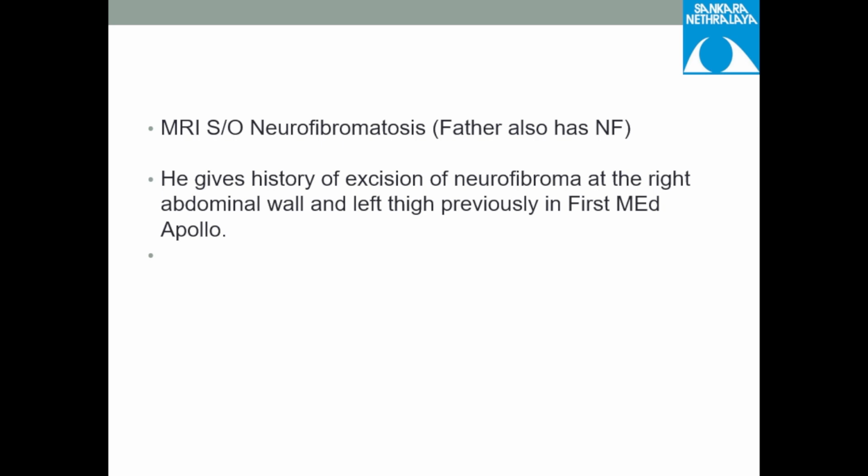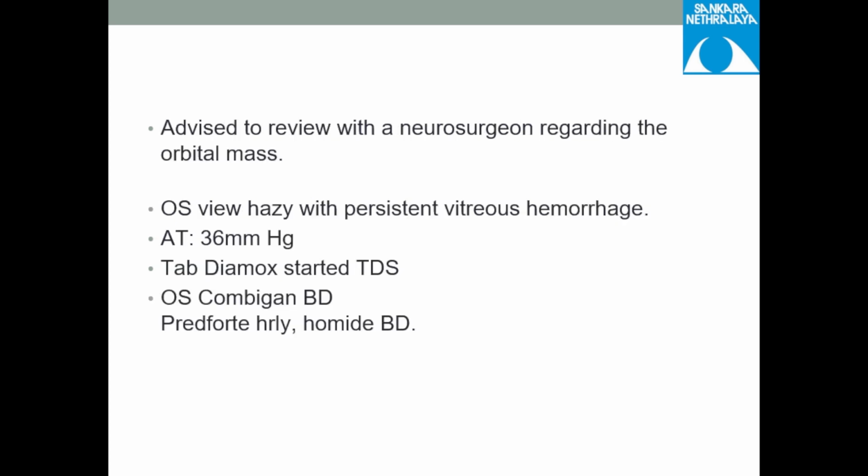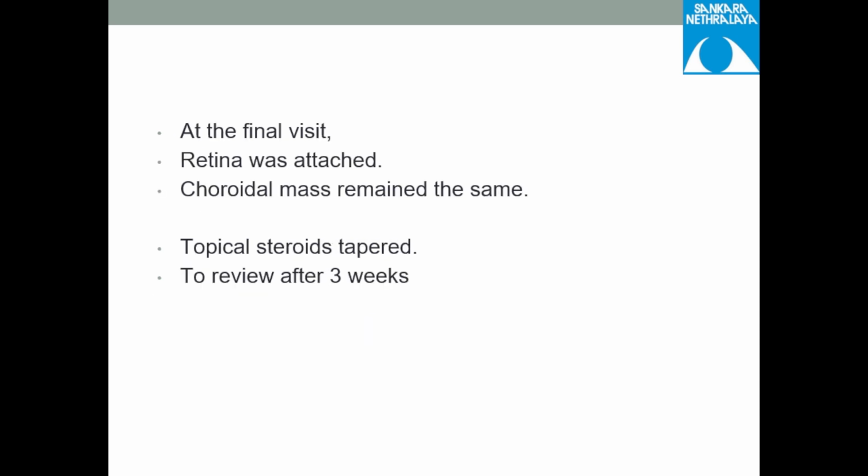Then the MRI was suggestive of neurofibromatosis. Father also has a history, and the patient also gave a history of previous excision of neurofibromas at the right abdominal wall and the left thigh, respectively. Then he was advised to review with a neurosurgeon regarding the orbital mass. But the vitreous hemorrhage persisted post-operatively, and the IOP was high. So the patient was given Diamox and anti-glaucoma medication. At the final visit, the retina was attached and the mass was the same as before. Topical steroids were tapered and a review appointment was given after 3 weeks.